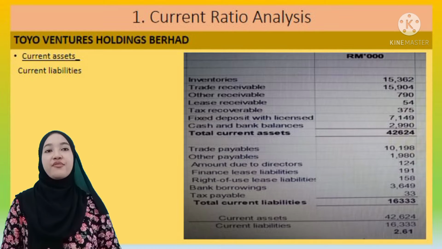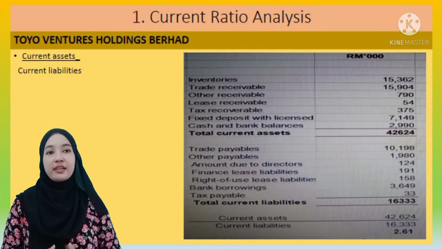42,634,000. Current liabilities involve trade payables 10,198,000, other payables 1,980,000, amount due to directors 124,000, finance lease liabilities 181,000, right of use lease liabilities 158,000, bank borrowings 3,649,000, and tax payable 33,000. The total 60,333,000. Current assets 42,624,000 divided by current liabilities 60,333,000 equal 2.61 for current ratio.